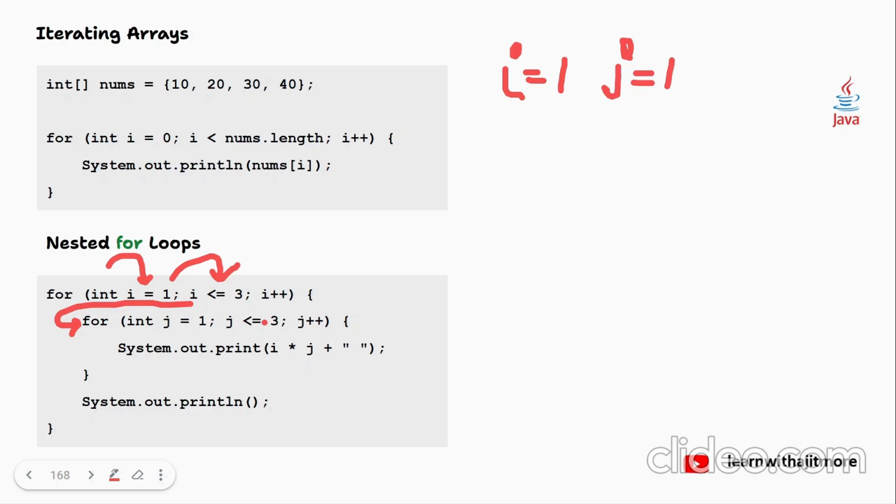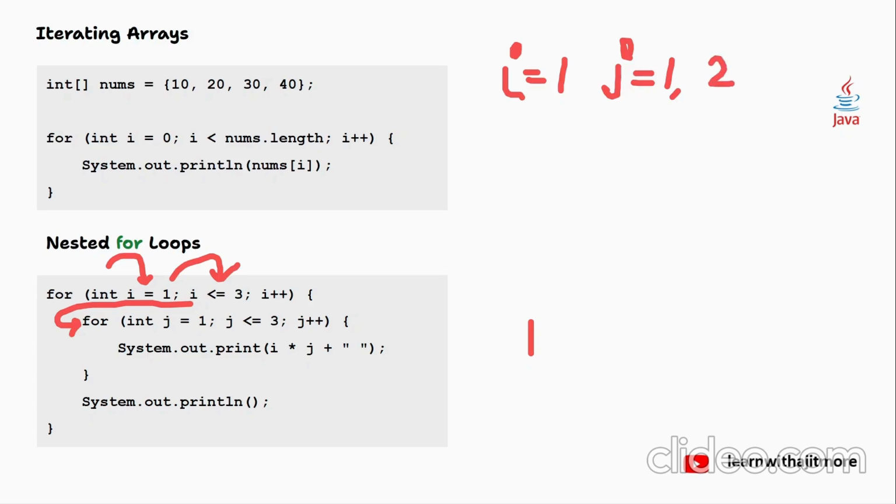Then is 1 less than or equal to 3? j equals 1. Is 1 less than or equal to 3? Yes. It will come inside and do this SOP. That is 1 into 1. 1 into 1 is 1 and a space. And then j plus plus.